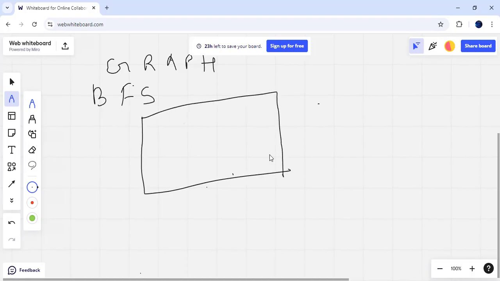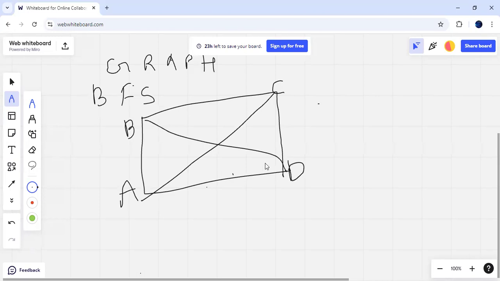For that, we'll be taking an example. So let us suppose we are given this graph, and in this graph, we are having some vertices A, B, C, D, and E. So BFS is breadth first search. It uses Q for the implementation.